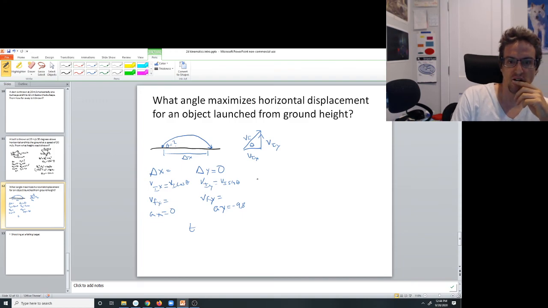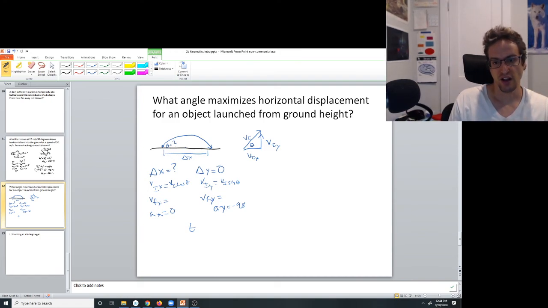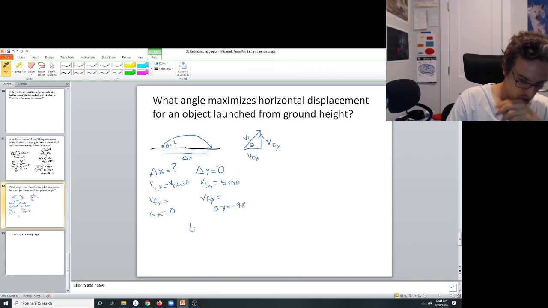So I sort of want to solve for displacement x and then figure out what makes that bigger and what makes that smaller. So I need to get a time here. Now there's two sort of ways to do that. There's an easy way and a hard way. Okay, we're going to do the easy way here because I'm lazy.